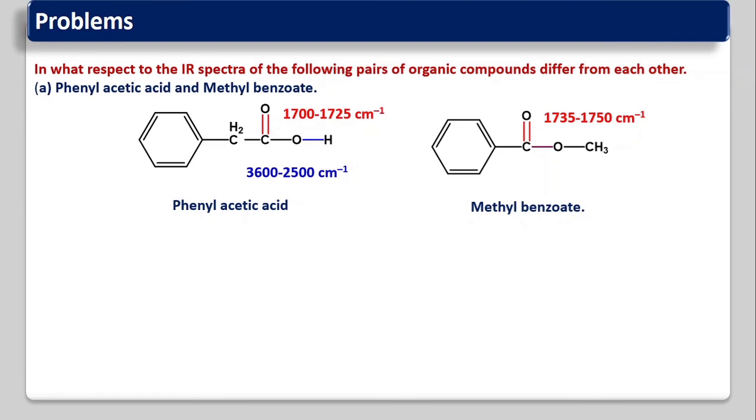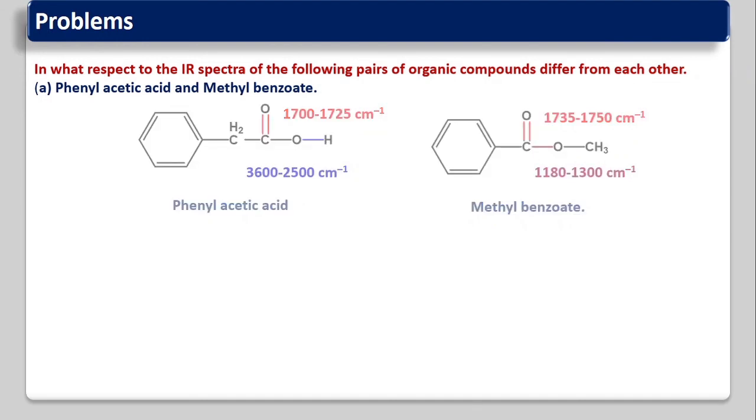So methyl benzoate has a carbon-oxygen bond, that is an ether bond, so that absorbs at 1180 to 1300 centimeter inverse. So this is the difference we have to mention in the form of IR frequencies, probable IR frequencies for the particular bond stretching or vibrations. Stretching and bending vibrations.